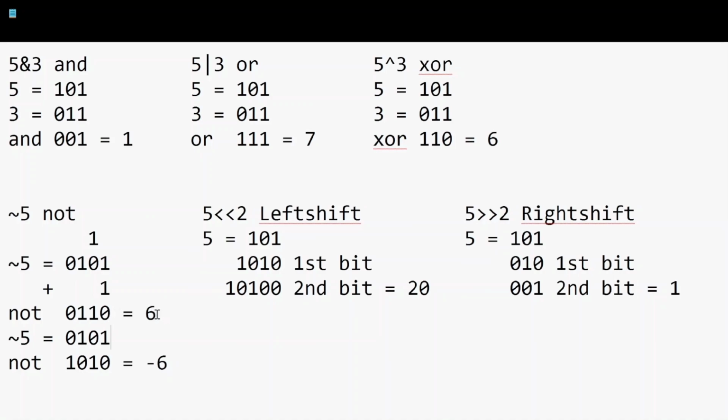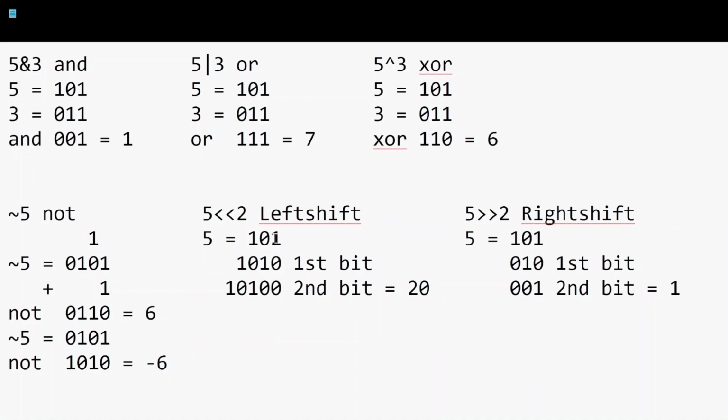Now we will check whether 6 is negative or positive. For that we will take 0101, that is 5 in binary. Now we will invert it, that is 1010. So this first bit 1 indicates that 6 is negative, so NOT 5 is equal to minus 6.